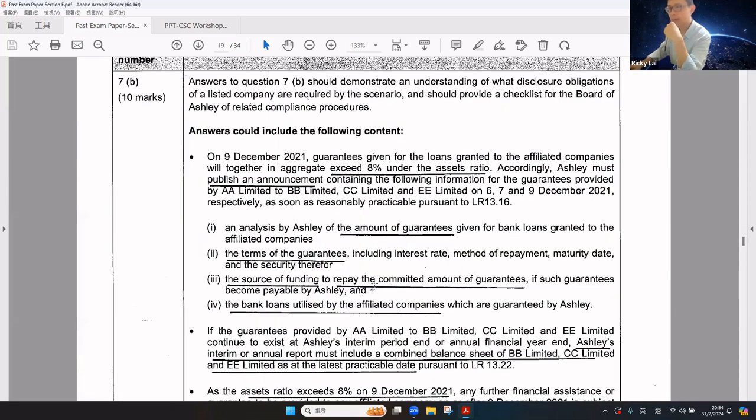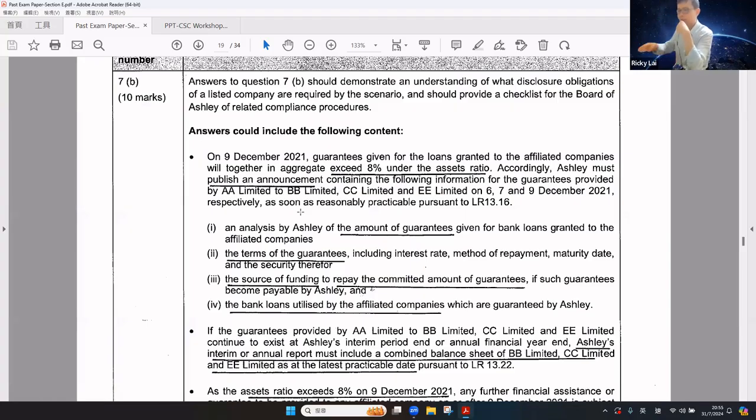Okay, how about the second part? What kind of information must be included in the announcement, or any other disclosure requirements? First of all, because on the final loan on December 9, guarantee given for the loan granted to the affiliate company in aggregate exceeds 8% under the assets ratio, the listed company must publish the announcement containing the full information for the guarantee provided by A to B, C, and E, because they are the affiliate companies under the listing rule, as soon as reasonably practicable.